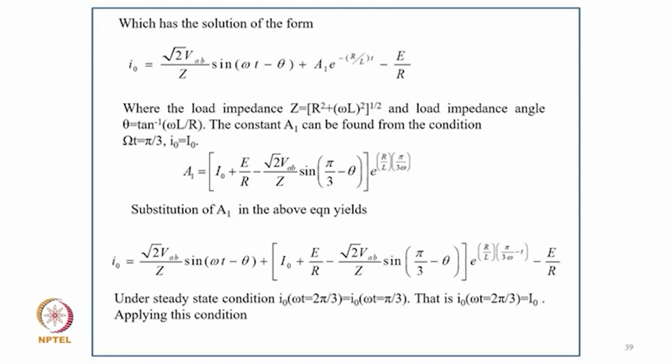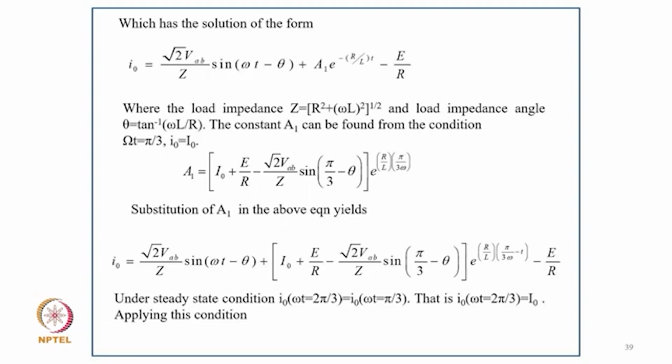a solution i0 = √2 VAB/Z sin(ωt − θ) + A1 e^(−R/L t) − E/R, where the load impedance Z = √(R² + ω²L²), and the load impedance angle θ = tan⁻¹(ωL/R). The constant A1 can be found out from the condition, typically ωt = π/3 and i0 = I0. So A1 becomes (I0 + E/R − √2 VAB/Z sin(π/3 − θ)) e^(R/L · π/(3ω)).